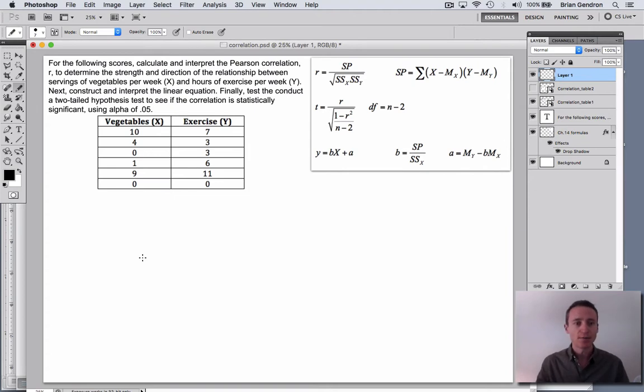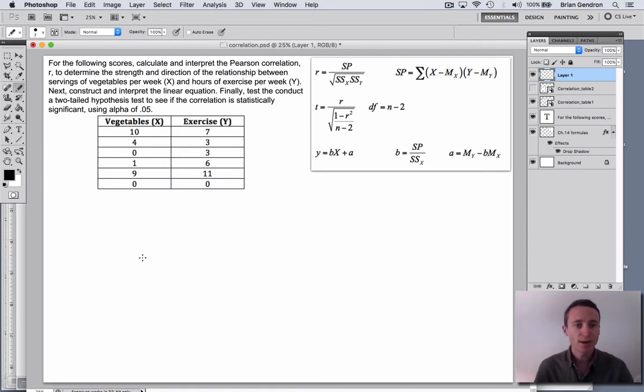And so let's look at this first problem. And we're going to go through a bunch of different processes here because there's a lot you can do with correlation. It's one of the most common statistical analyses in the social sciences.